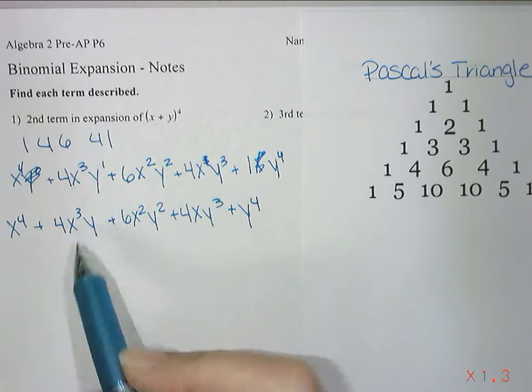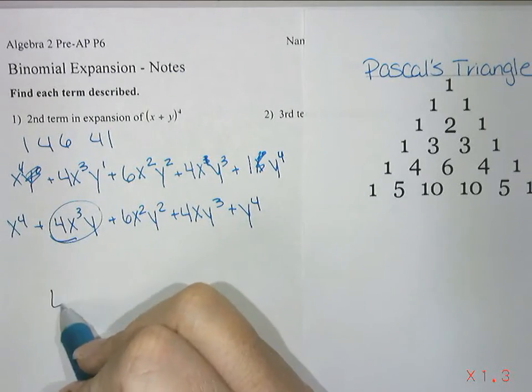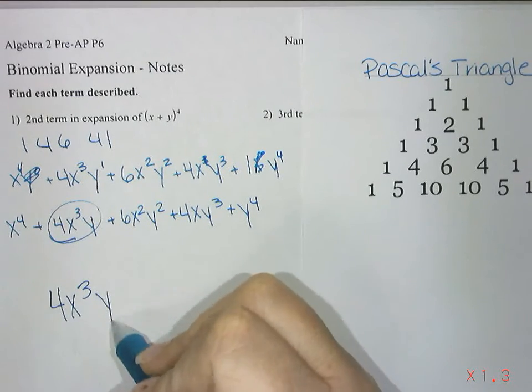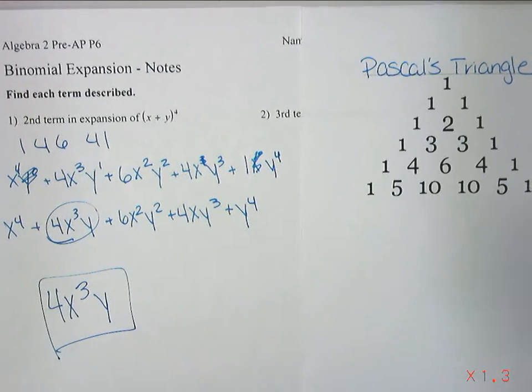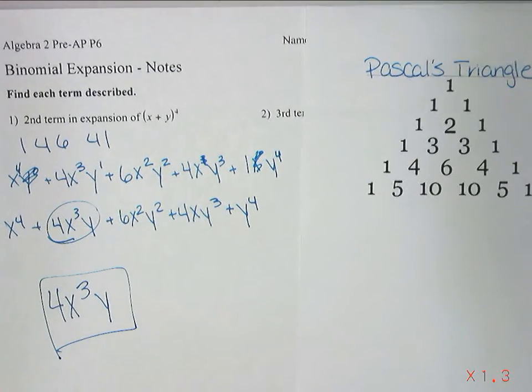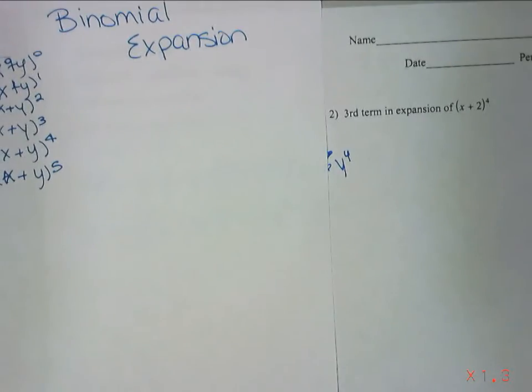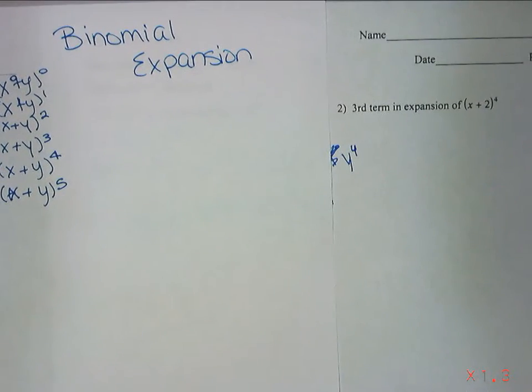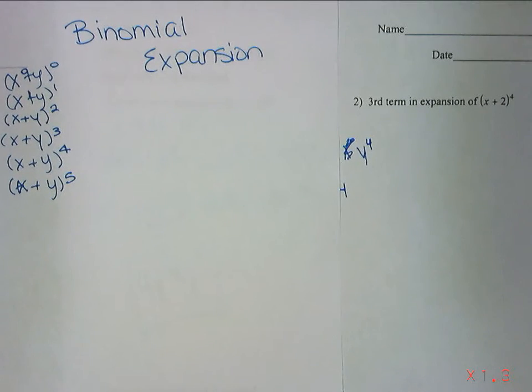So this is your first term, this is your second term. So our second term is 4x to the third y. So this would be our answer. Okay, so then we're going to go ahead and do this one over here. So now we want the third term.